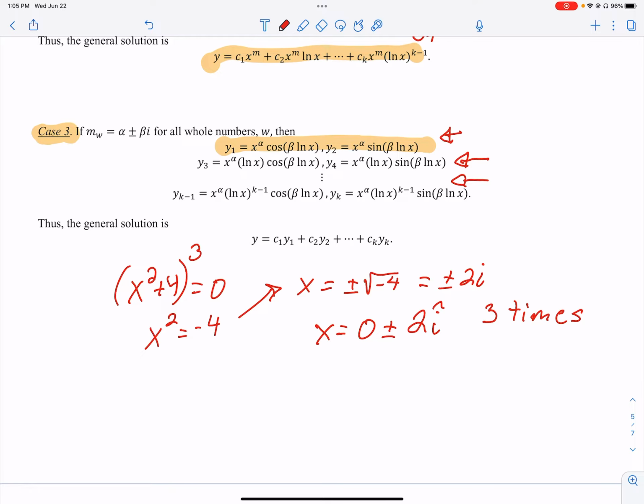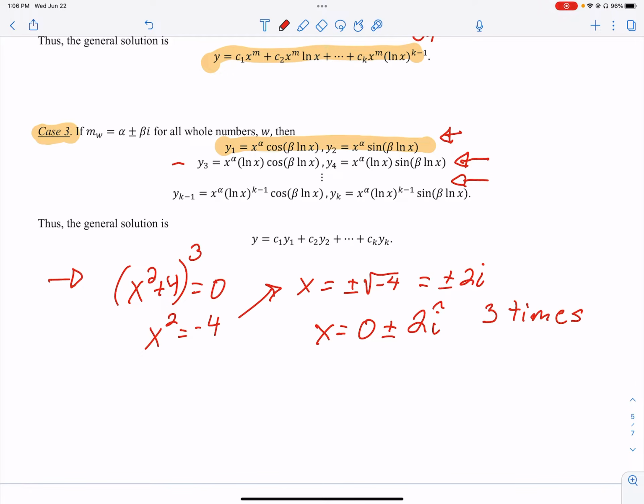So if that was my answer for this, I would have 6 y's, right? y1, y2, y3, y4, y5, y6. And the y5 and y6 would look just like these two, except with a power of 2 in the ln. And then I would do a 3, just like above. All right. Those are good notes to have. That's a good note card thing.